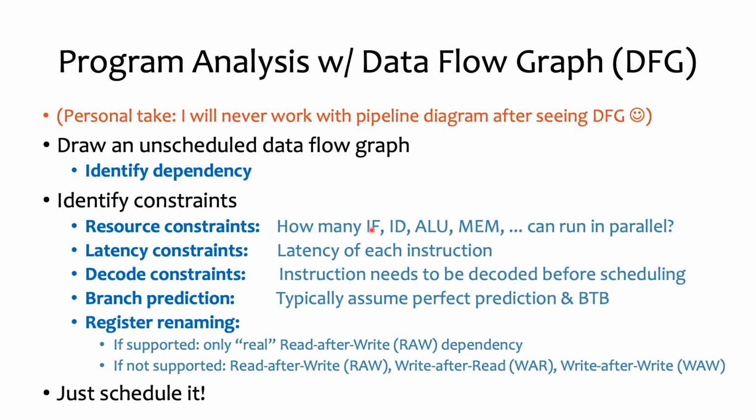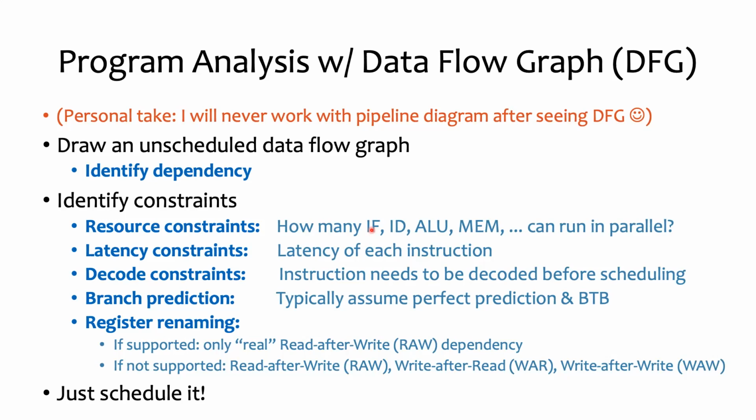So we just mentioned the resource constraint: how many instructions can we put in each pipeline stage? And also the latency constraint. This is not just dependency, but also how many cycles each operation takes. Memory typically takes 4 cycles if it's a cache hit, and then ALU 1 cycle, branch 1 cycle. These are all critical information you need to grab from the processor specification or from the question body.